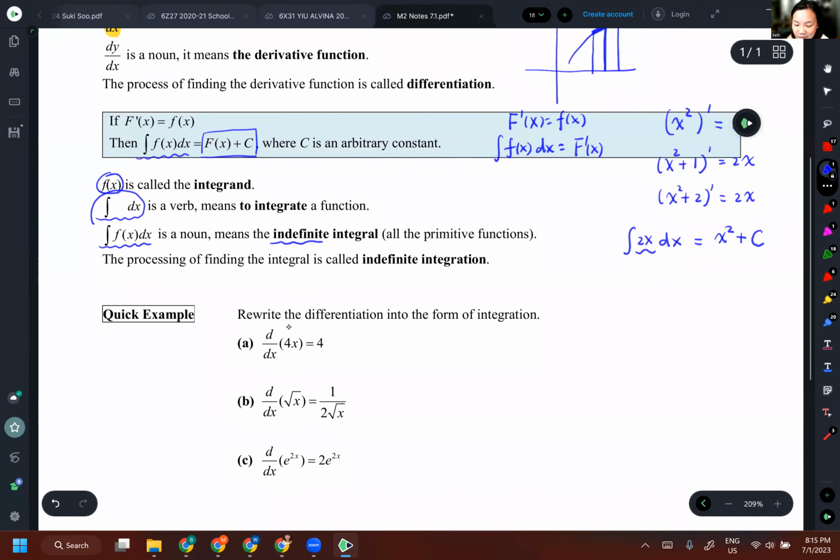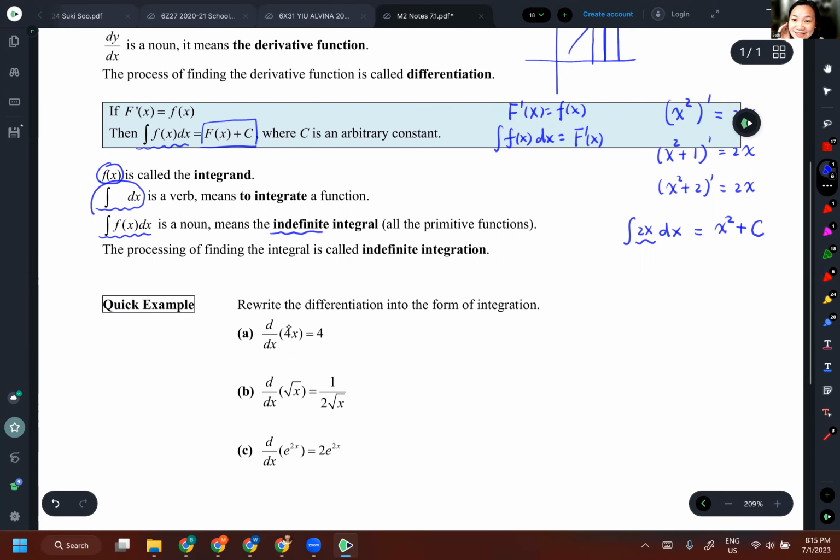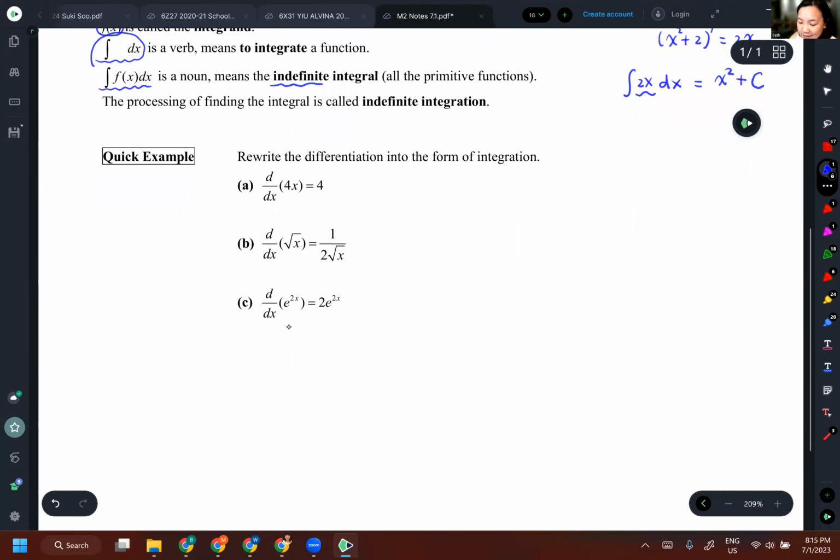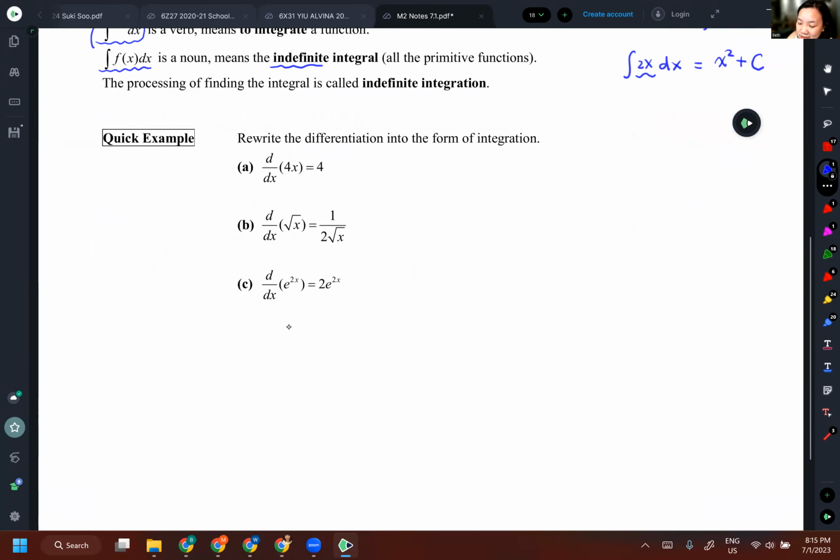Anyway, now the process of finding the integral, also you can say finding the primitive function of the derivative, is called indefinite integration. I hope that's clear. I'll give you one quick example. Can you rewrite this equation of differentiation into the form of integration?